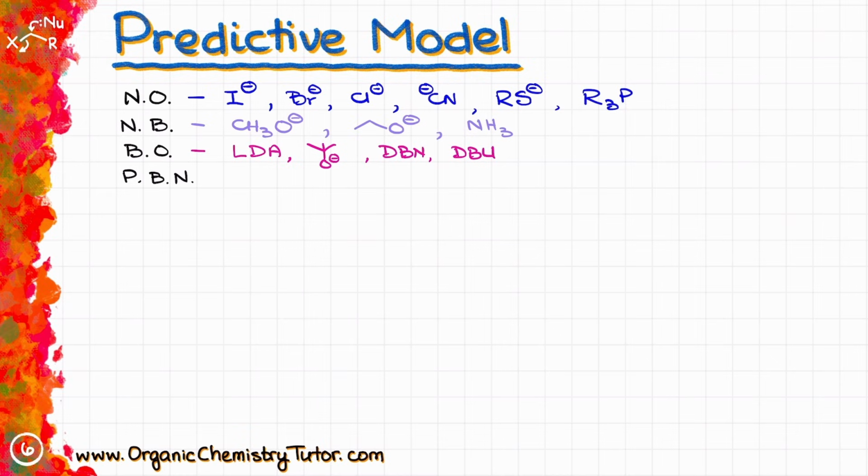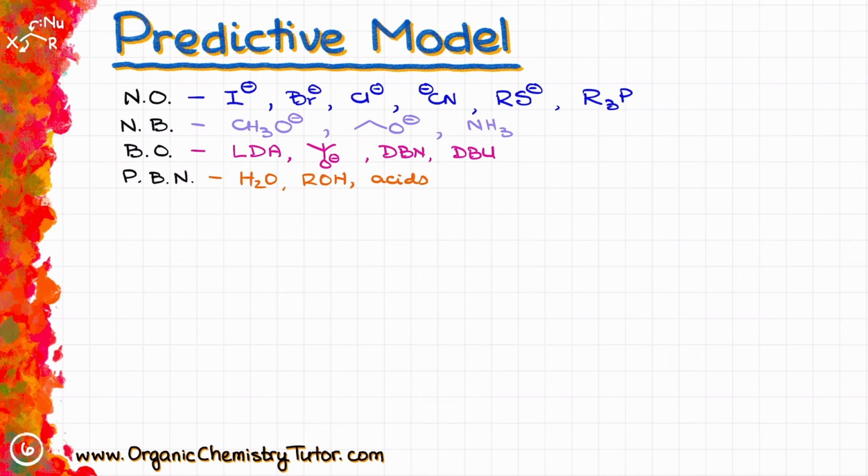And finally, we have our poor bases and nucleophiles. Poor bases and nucleophiles are typically polar protic substances like our water, alcohols, and some acids as well.